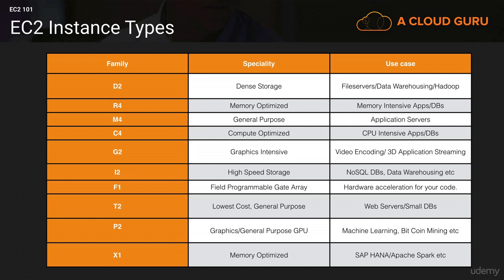Okay, so now that you understand the different pricing models that are available to us, let's look at the different EC2 instance types. So there's a whole bunch of different families. There's 10 currently. There will always be more added all the time. Last year there was 7. And the different family depends on what it is you want to do with them. So D2, for example, is dense storage, and this is used for file servers, data warehousing, Hadoop, etc. So D is for density, 2 is just the generation. So there was D1s, these have been now replaced by D2s.